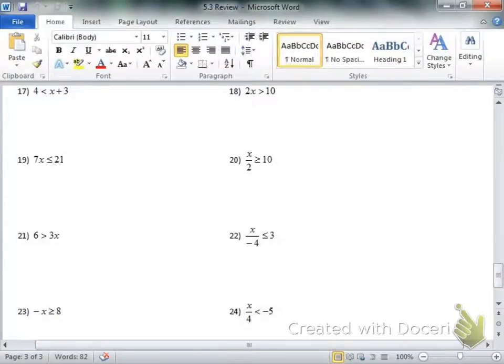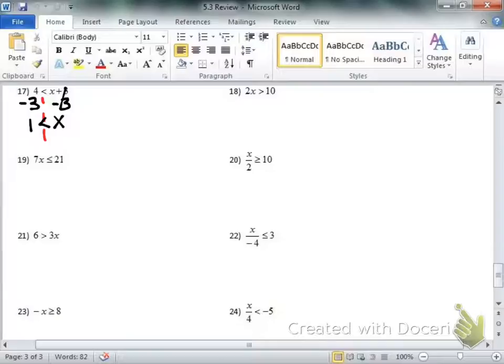Number 17. What should I do? Subtract 3. Very good. We want to get rid of that plus 3. We do that by subtracting 3. So the 3's are gone. 4 minus 3 is 1. Keep the less than symbol.